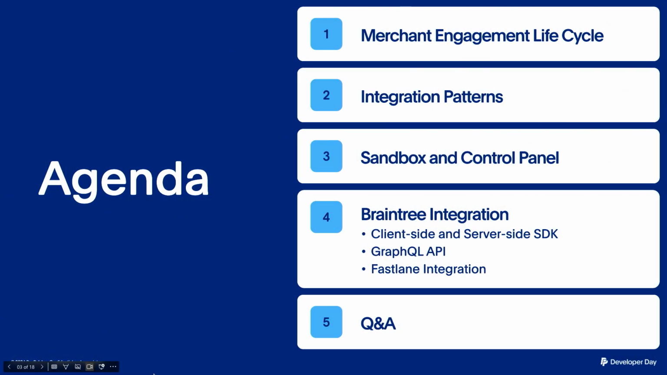A little bit about the agenda we have. I'm going to talk about the merchant integration lifecycle, the integration patterns we use. Micah is going to go through the sandbox and control panels. And in the end, Anand is going to do a deep dive into the Braintree integration, talk about the GraphQL APIs, Fastlane integration, et cetera. And then we can go to some Q&A.